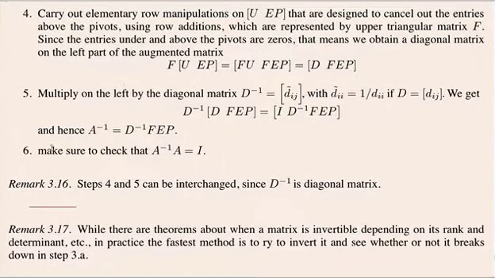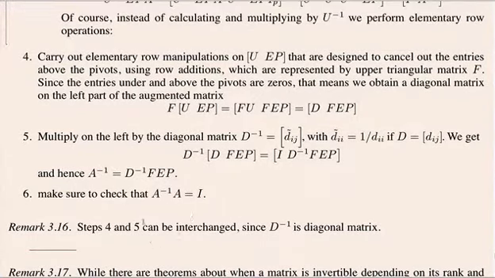Note also that, for example, the book interchanges this step 4 and 5. This can be interchanged because D inverse is a diagonal matrix, so when you multiply with it, only the diagonal entries change. While when you are adding the rows to other rows, the diagonal entries are 1 and the diagonal entries do not change.